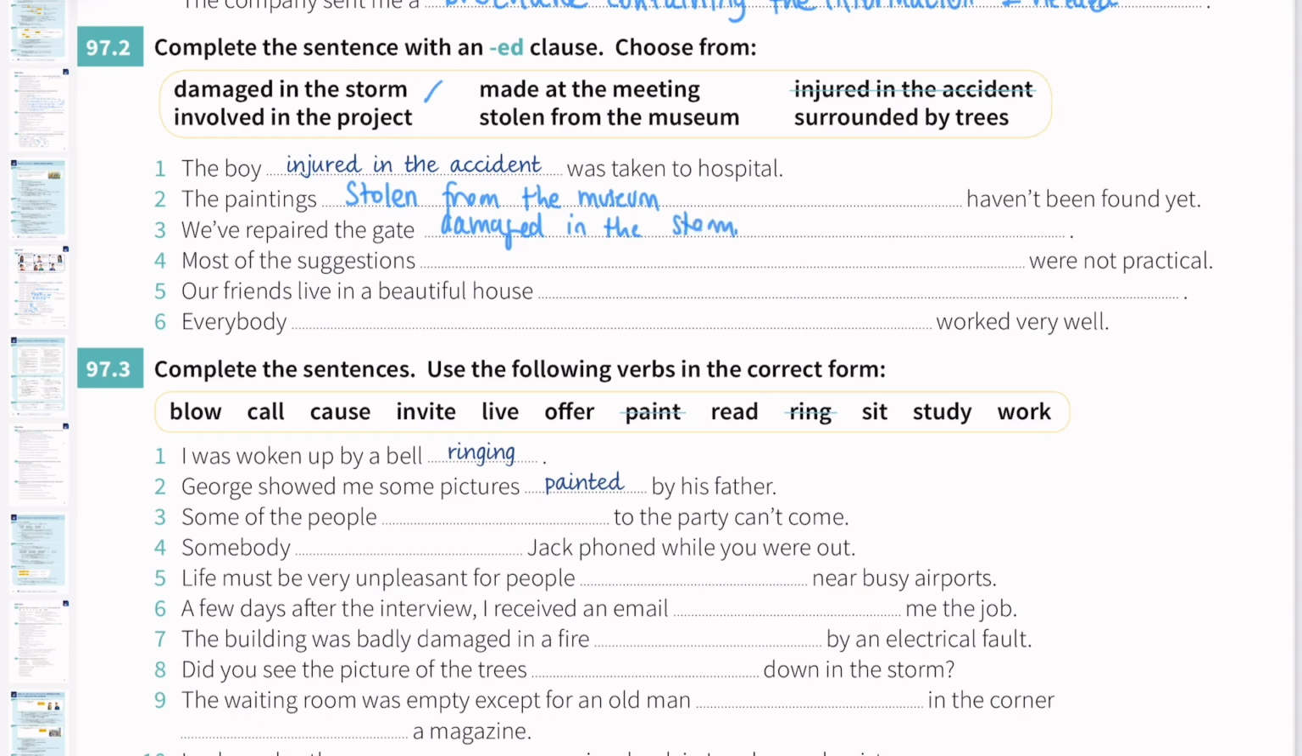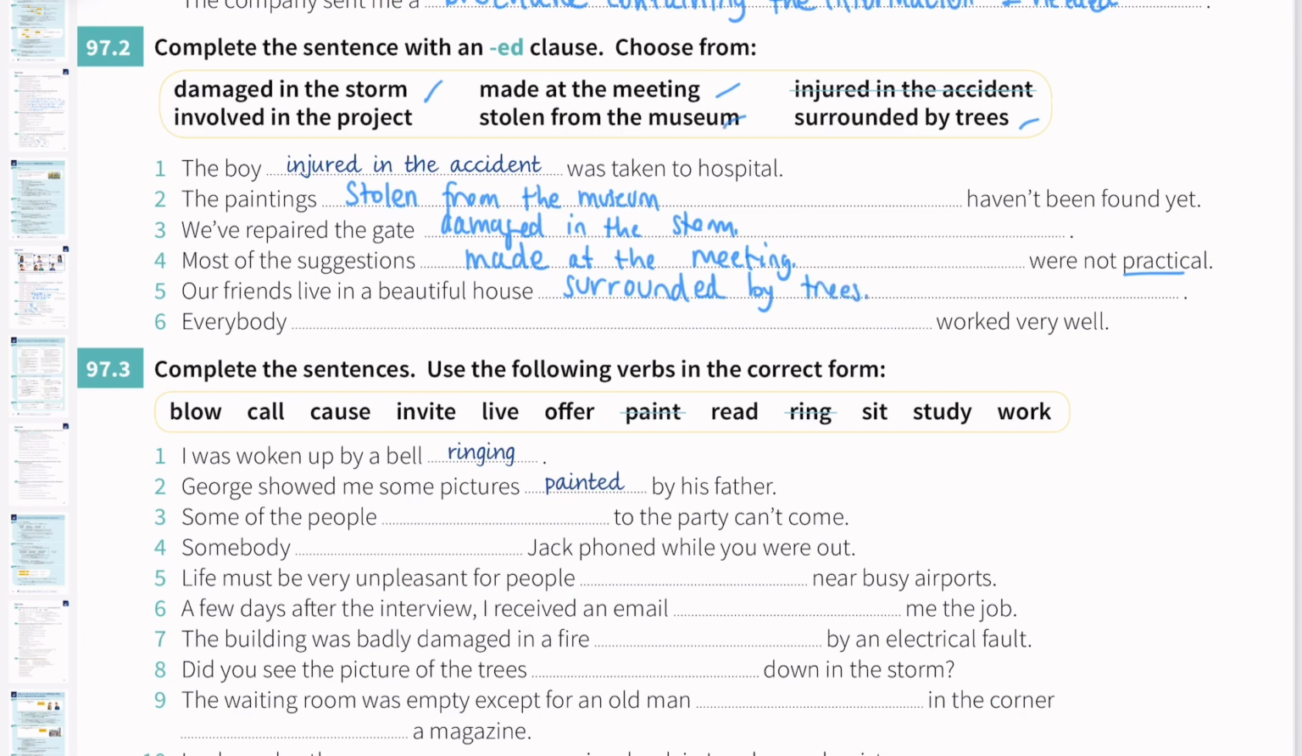Okay. Number 4. Most of the suggestions dash were not practical. It's not practical. It's not doable. So most of the suggestions made at the meeting. We can make the suggestion during the meeting. Made at the meeting. And then number 5, our friends live in a beautiful house. So what do you think? Surrounded by trees.